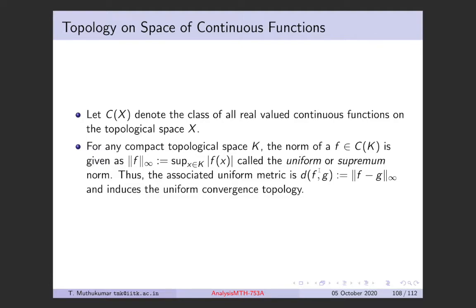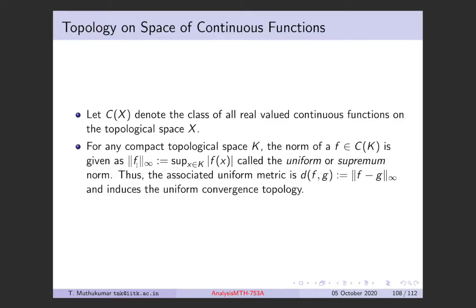This norm is usually called the uniform norm or supremum norm. Now using this norm, you can also define a metric, right? This is called the uniform metric. And this metric induces a topology which is precisely the uniform convergence topology.